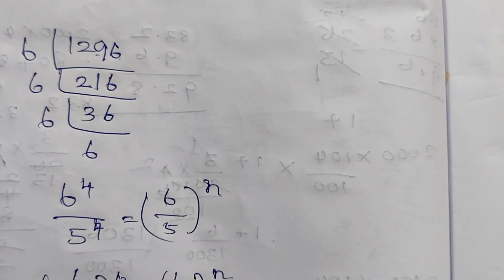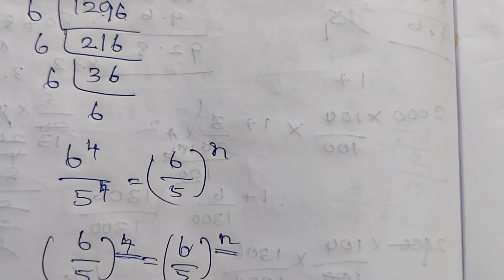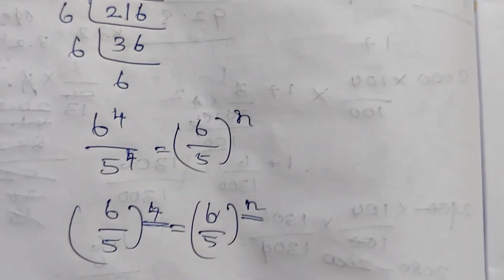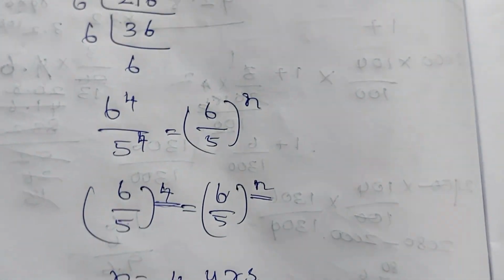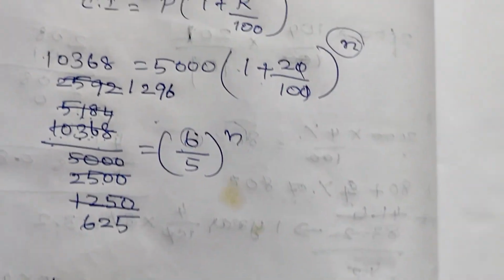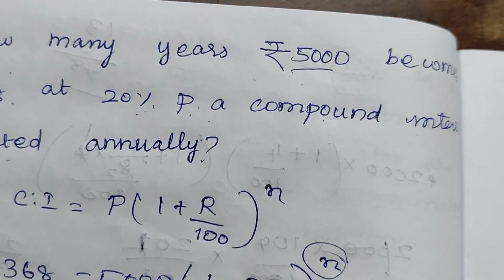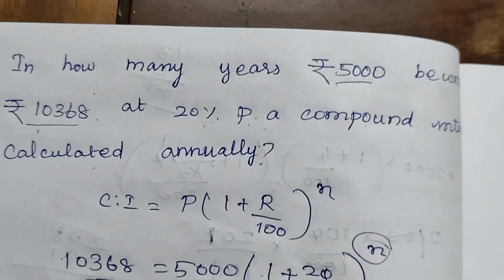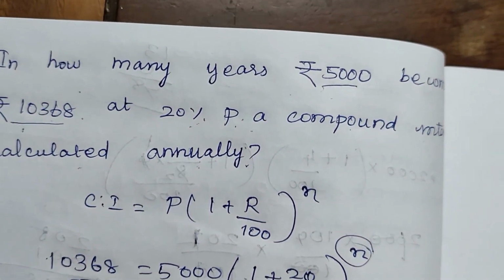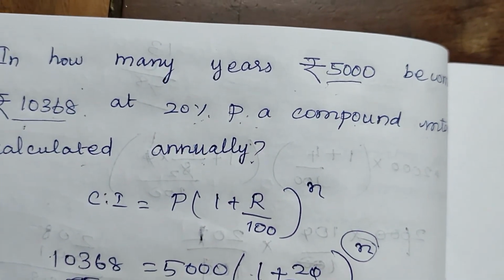So now what is n? N equal to 4 years. So in how many years does rupees 5,000 become 10368 at 20% per annum compound interest calculated annually? That is 4 years. This question is very useful for banking.